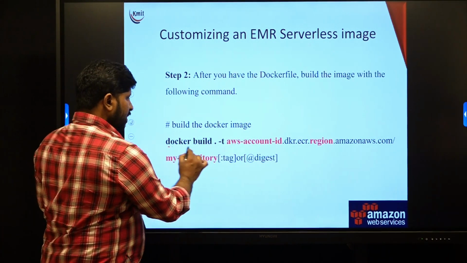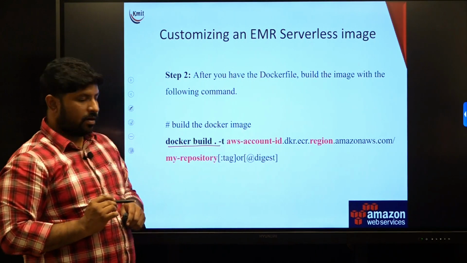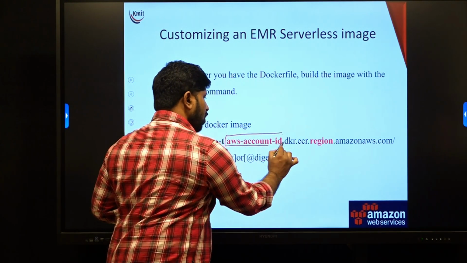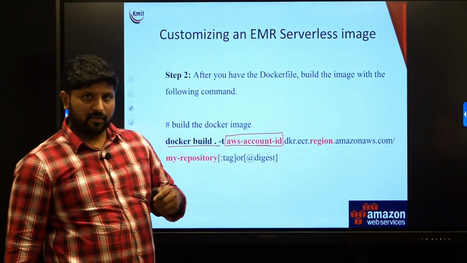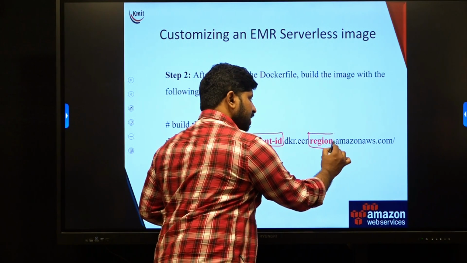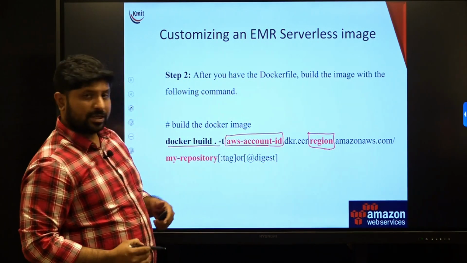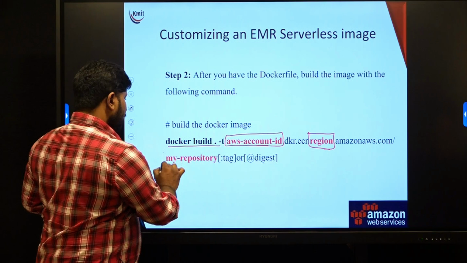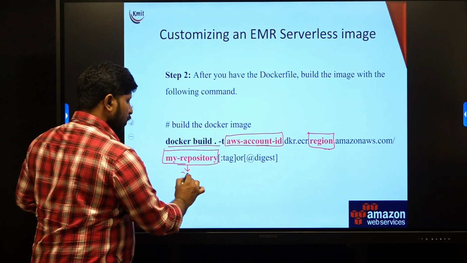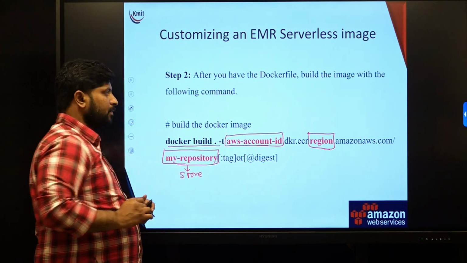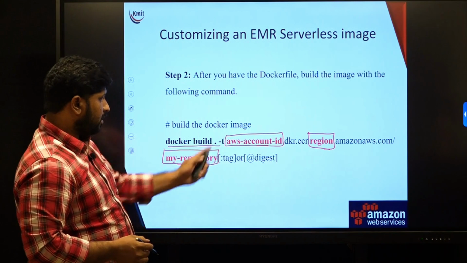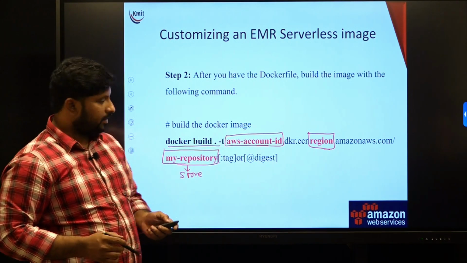And while building, we are going to use docker build -t with your account ID, for which particular account you are creating this image, and in which particular region this image has to be created, and my repository, that is where you want to store the image. These three things are going to be changeable according to our need. Remaining things are going to be intact.